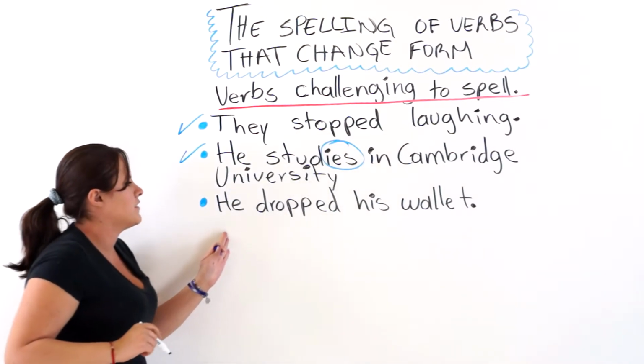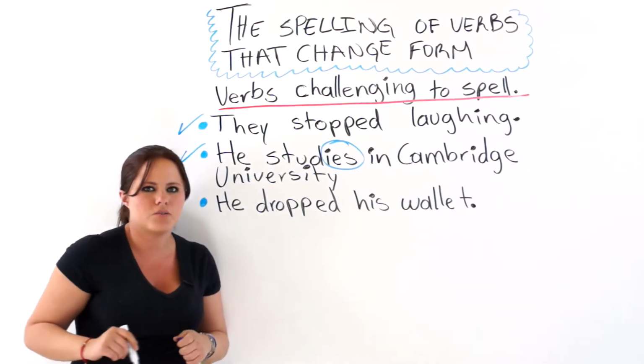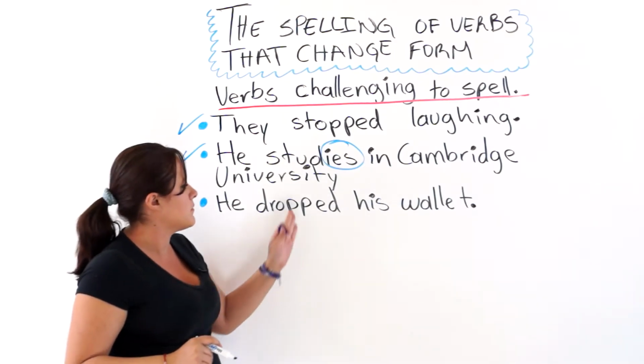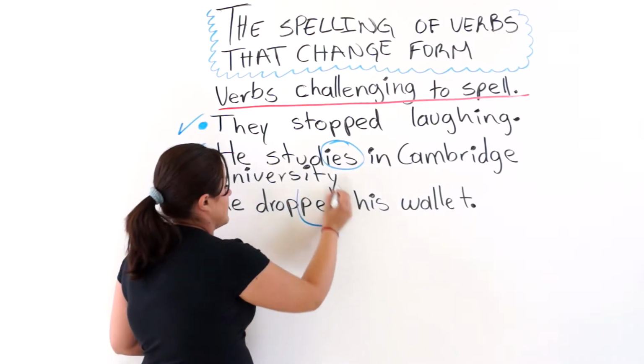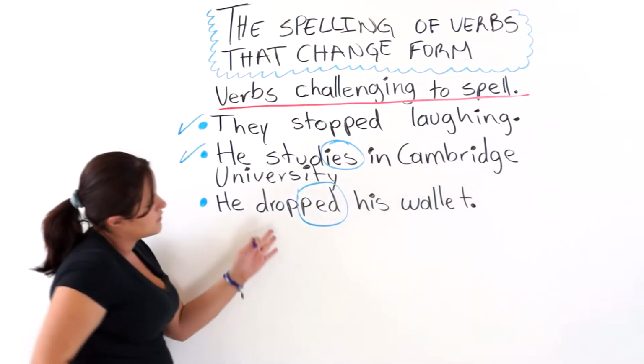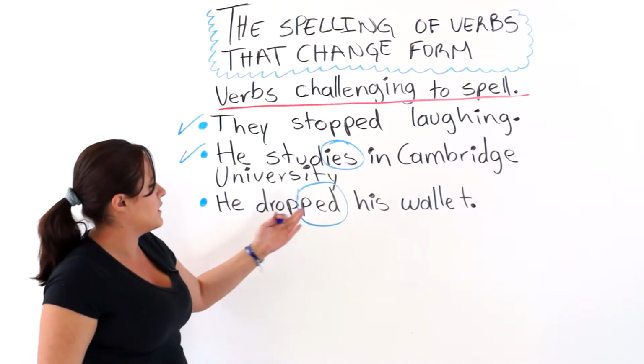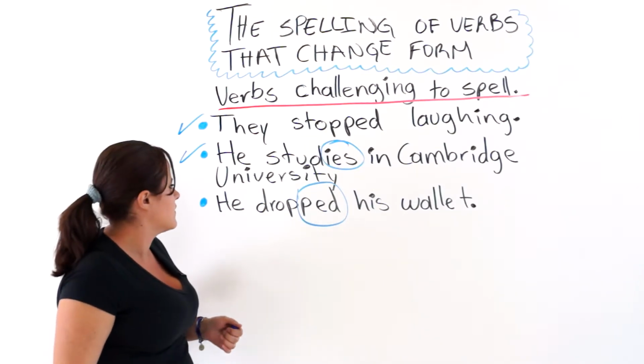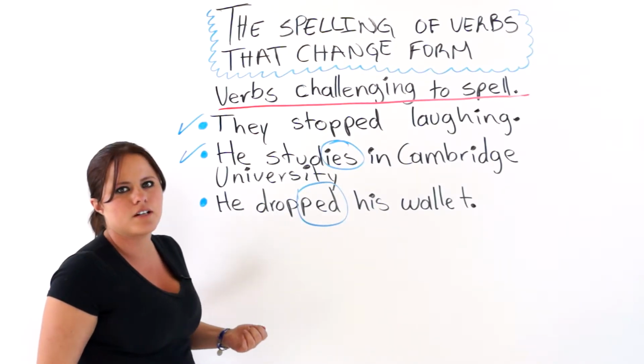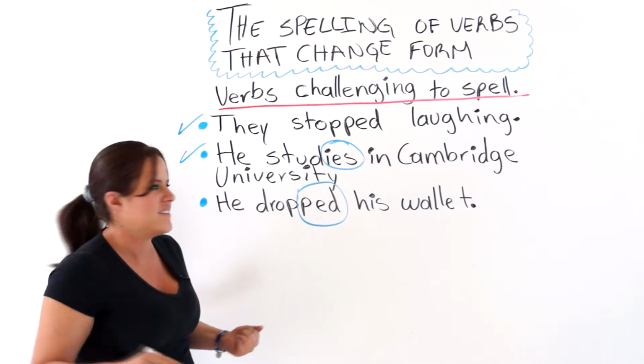And the third one says he dropped his wallet. The base form of this verb is drop. Yes, to drop. Dropped. You add double P and ED to the past tense. Is it correct or incorrect? It is correct.